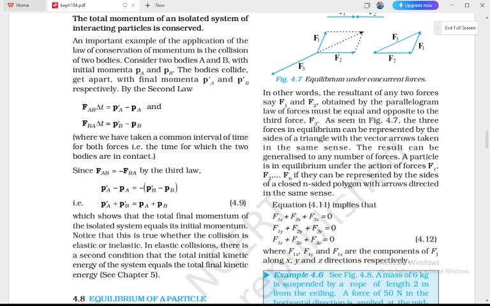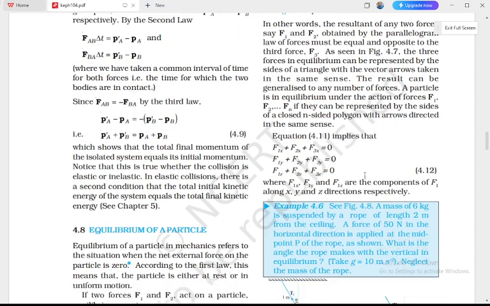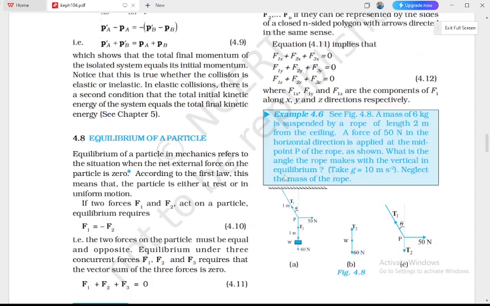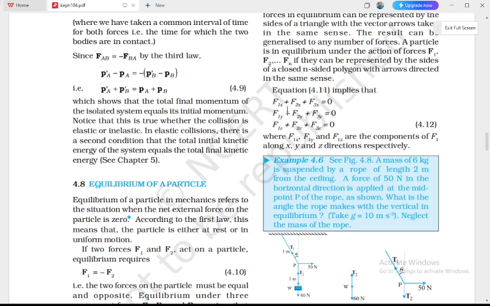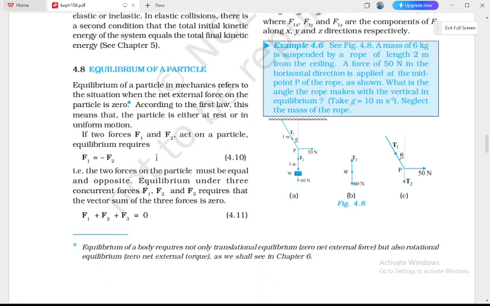The result can be generalized to any number of forces. A particle is in equilibrium under the action of forces F1, F2, ..., Fn if they can be represented by the sides of a closed n-sided polygon with arrows directed in the same direction. Equation 4.11 implies that F1x plus F2x plus F3x equal to 0, F1y plus F2y plus F3y equal to 0, F1z plus F2z plus F3z equal to 0, where Fx, Fy, Fz are the components of F1 along the x, y, and z directions separately.